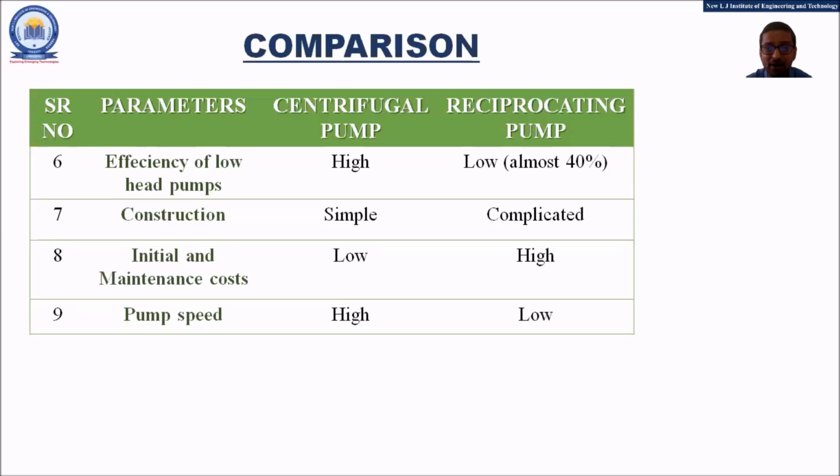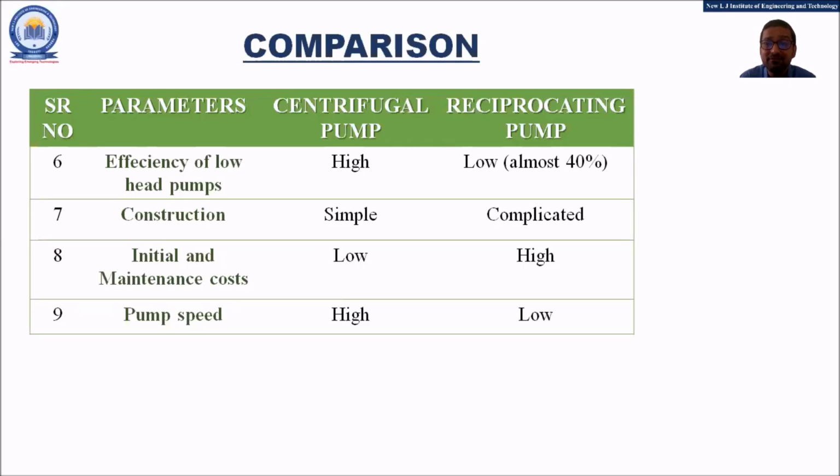And the last point of comparison, that is the pump speed. In centrifugal pump, the pump speed is very high. In the reciprocating pump, the pump speed is lower. Now friends, let me ask you one technical question. Why in the centrifugal pump is the pump speed higher?